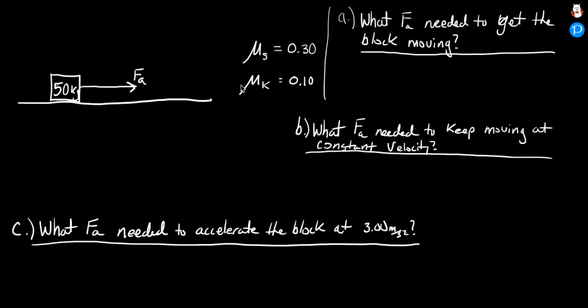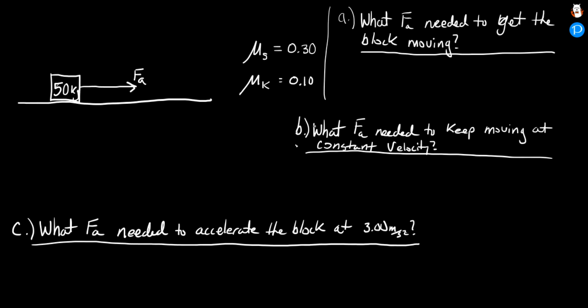Let's do an example problem with friction. So right here we have a 50 kilogram block and we are going to pull it to the right with some amount of force. They tell us in this problem that the coefficient of static friction between the block and the ground is 0.3 and that the coefficient of kinetic friction is 0.1 between these two surfaces. So we've got mu for static and kinetic friction, and we've got the mass of the block.